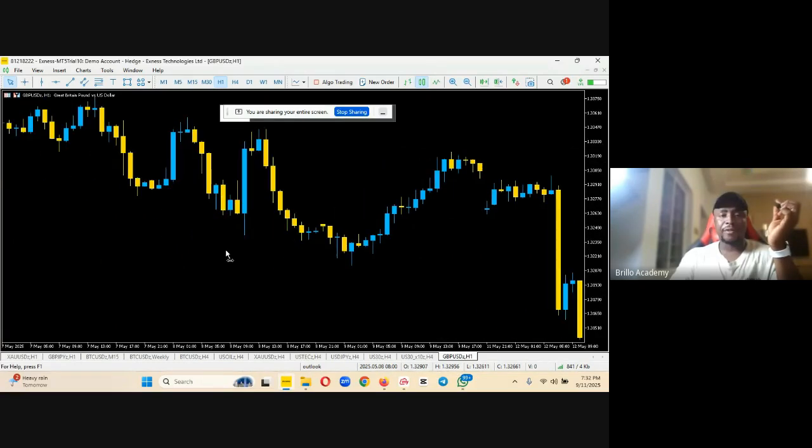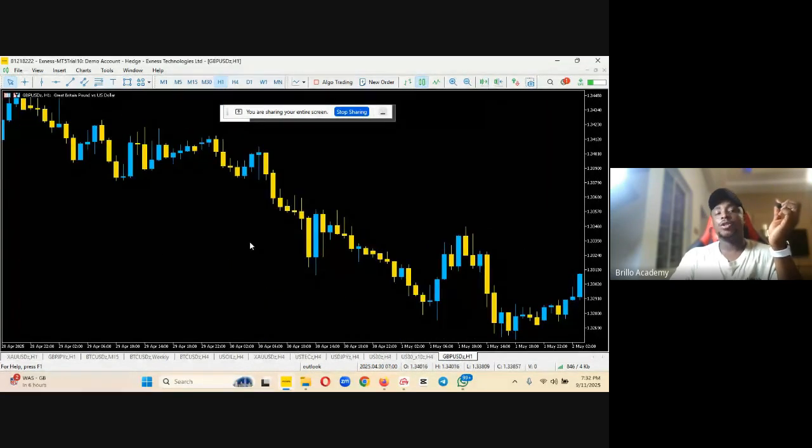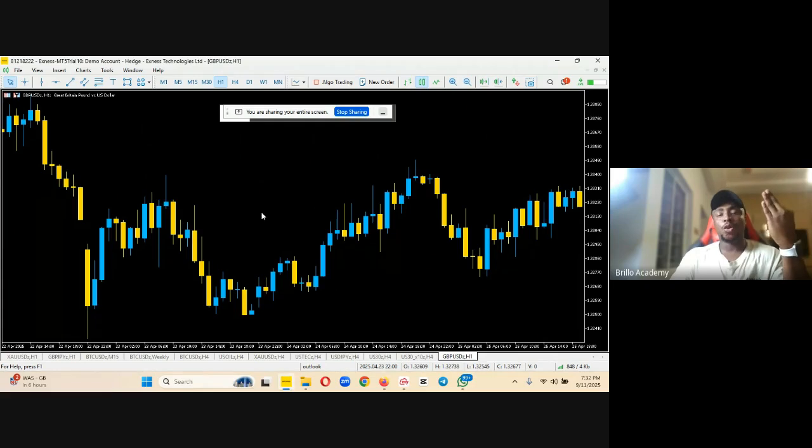Let me look for an inverted hammer. Look at another hammer. Yeah, this is another hammer on a key level. The market was coming down, and after that, it formed the hammer. What happened? It went up. So your duty as a trader is to spot that candlestick pattern on a key level that supports the trend.